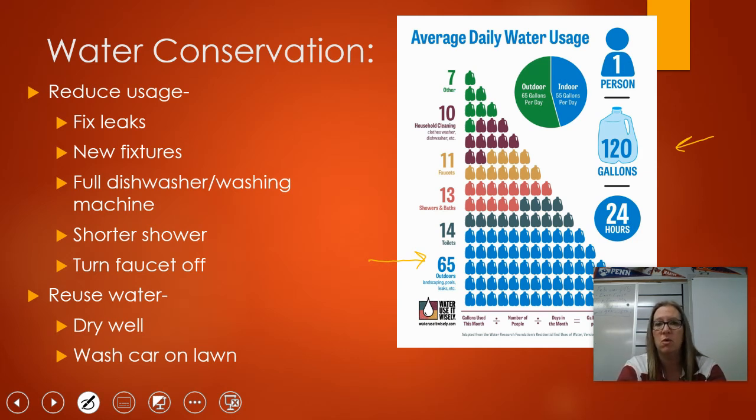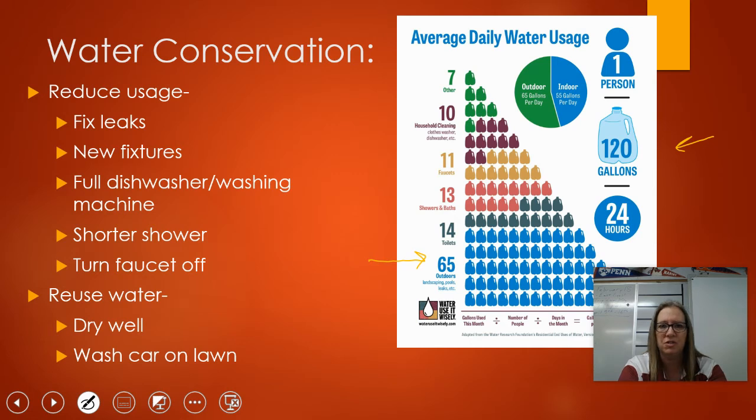Okay, so we need to be able to save this. We need to be able to conserve water because it is a renewable resource, but we need to be responsible with it. We might be in a drought, and water costs money. Okay, so one of the main ways to conserve water is to reduce our usage. If a toilet is running, fix it. If there's a leak, fix it. Okay. New fixtures, so like faucets and toilets, are actually made to use less water. That's a way to conserve. Don't run the washing machine or the dishwasher unless they're full.